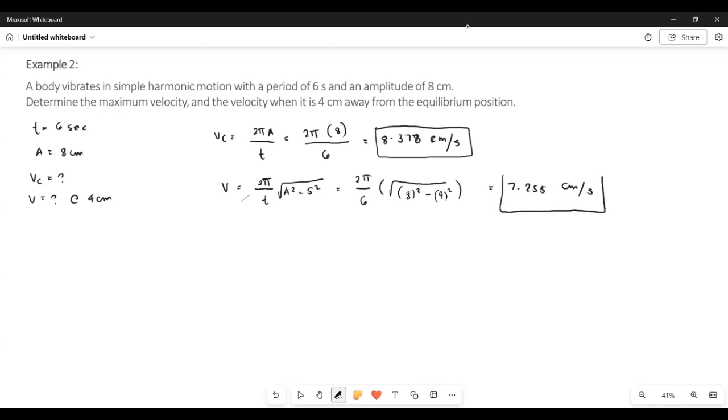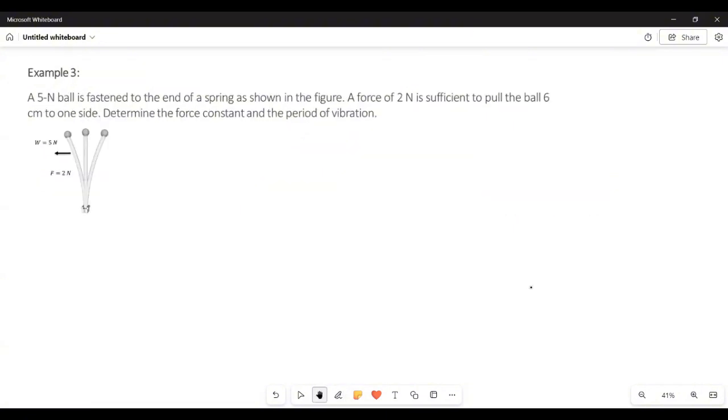So, ito ang ating velocity. So, mostly is direct substitution lang naman dito and basta alam natin saan ba ginagamit yung ating mga formulas. We have here example number 3.